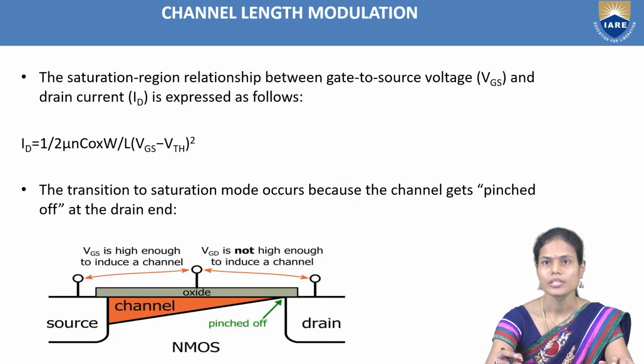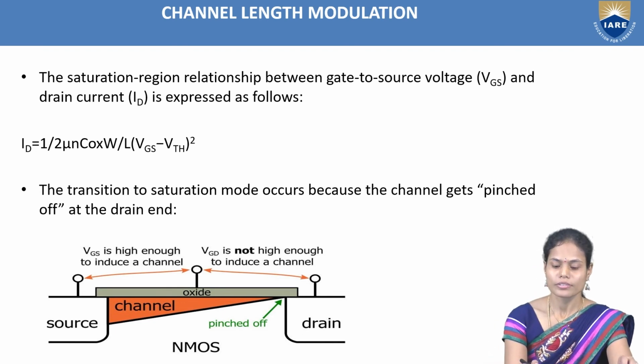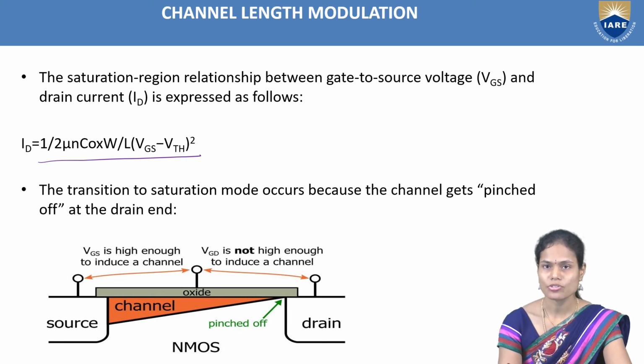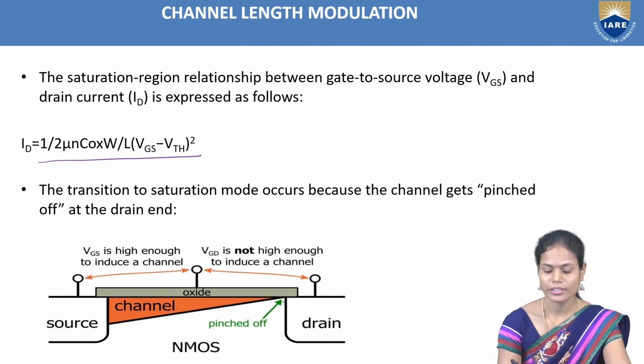So now we will see the channel length modulation. Because of this channel length modulation only, the extra parameter is added in the saturation region current. In order to see this one, again we are considering the MOSFET in the saturation mode. So this is the current in the saturation mode of the operation of the transistor.